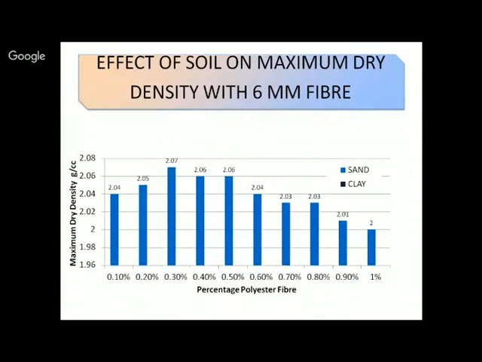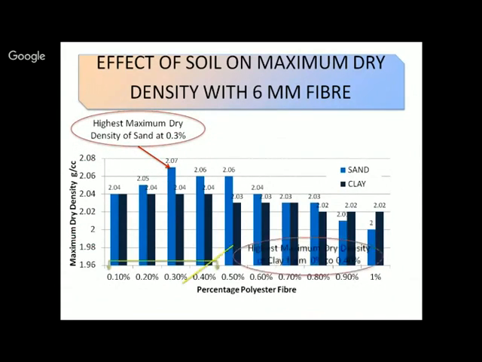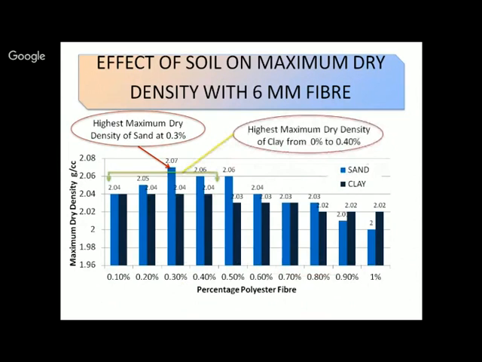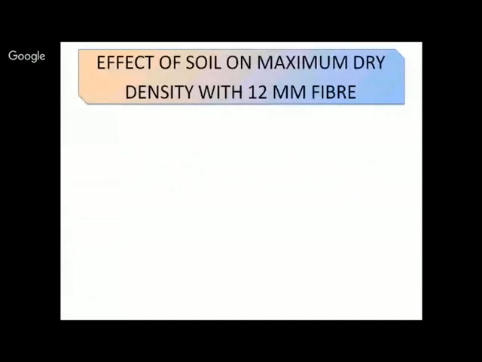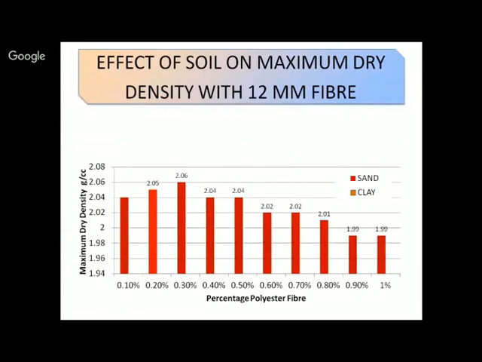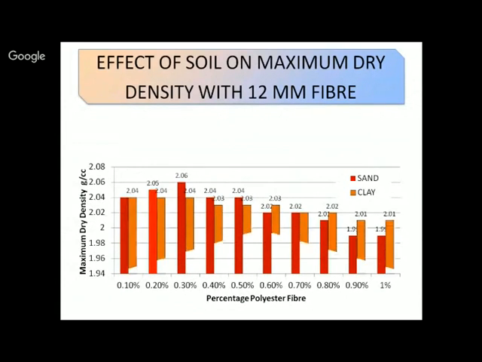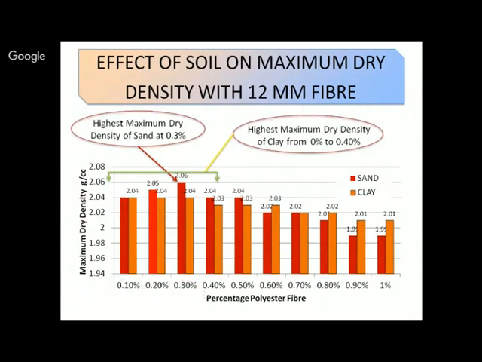Now comparing two different types of soil on the same graph, you can see the maximum dry density of sand is 2.07 gram per cc, whereas for clay it is 2.04 gram per cc. Effect of soil on maximum dry density with 12 mm fiber length: for sand, the highest density was achieved at 0.3, whereas for clay, it was achieved from 0 to 0.4.